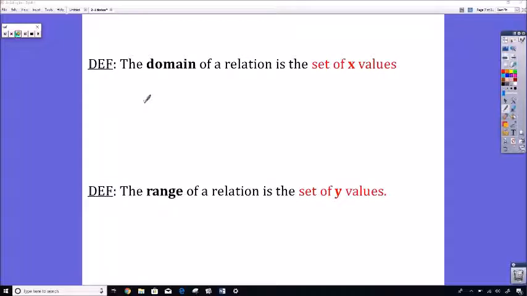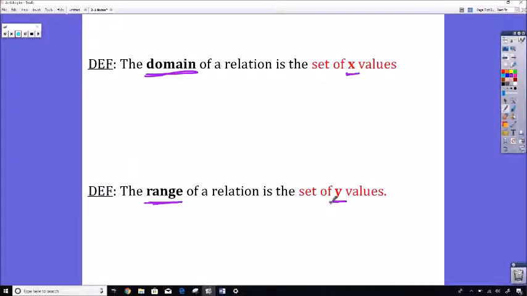Okay, so as we move along with our notes, a couple more definitions here. The domain of a relation is the set of x values. So domain refers to the x values. And then the range of a relation is the set of y values. Range deals with y. You might remember domain comes first alphabetically and then range. So domain goes with x and then range with the y's.